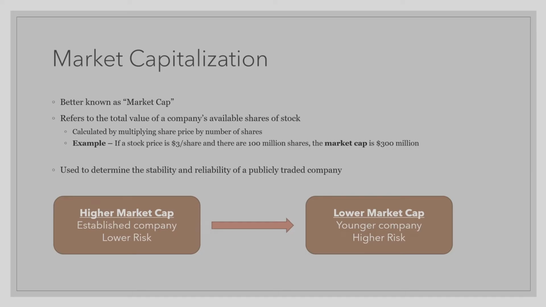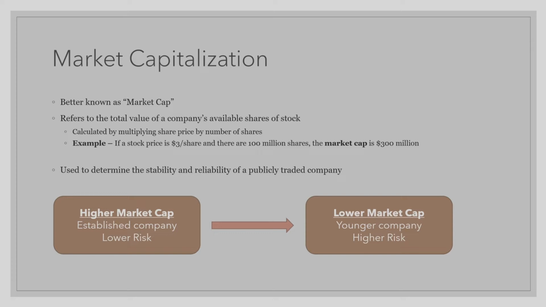Before breaking down the different types of stocks, it is important to define a few key terms. The first term is known as market capitalization, better known as market cap. Market cap refers to the total value of a company's available shares of stock. It is calculated by multiplying the share price by the number of shares. For example, if a stock price is $3 per share and there are 100 million shares, the market cap is $300 million.